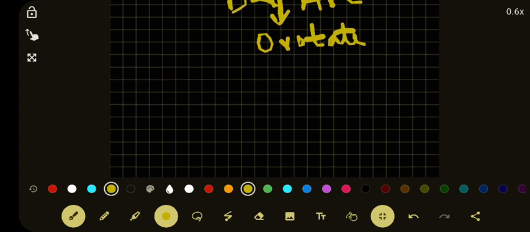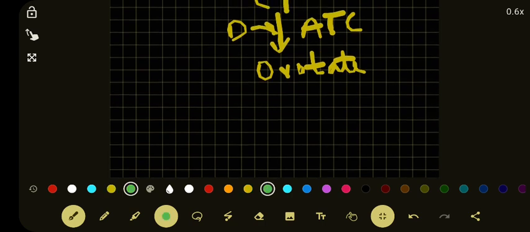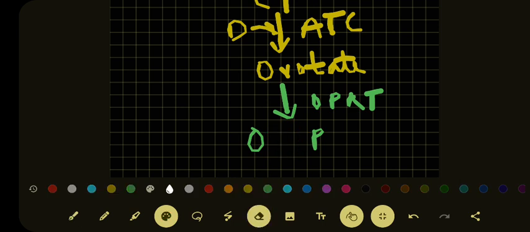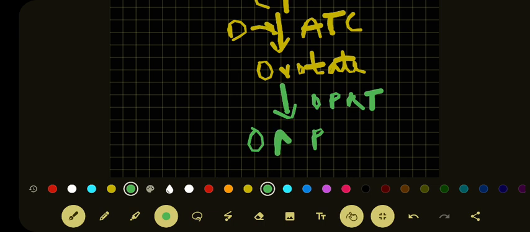Then this orotate is converted to orotidine monophosphate by enzyme OPRT. This OPRT enzyme, orotate phosphoribosyl transferase, converts orotate to OMP. OMP is orotidine monophosphate.